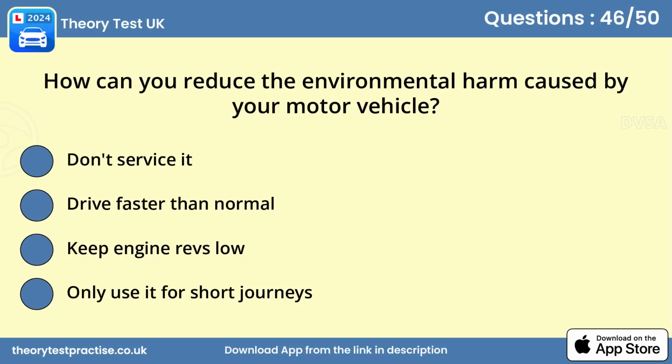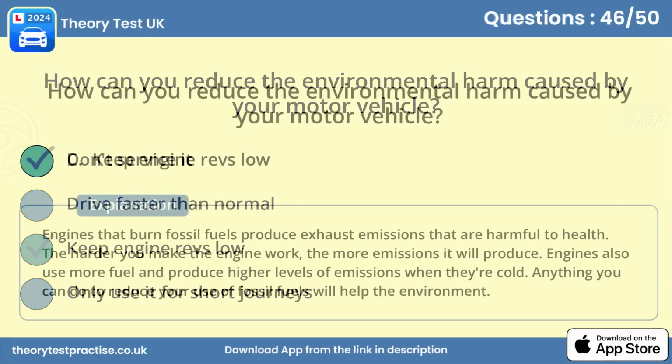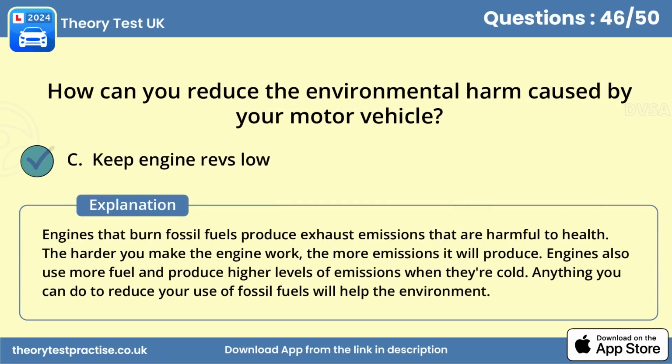Question 46. How can you reduce the environmental harm caused by your motor vehicle? C. Keep engine revs low. Engines that burn fossil fuels produce exhaust emissions that are harmful to health. The harder you make the engine work, the more emissions it will produce. Engines also use more fuel and produce higher levels of emissions when they're cold. Anything you can do to reduce your use of fossil fuels will help the environment.